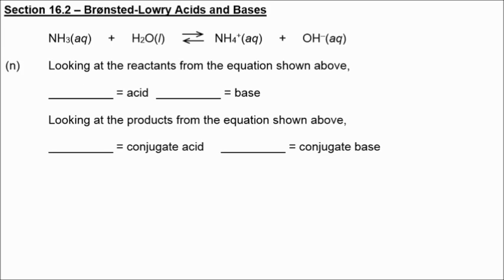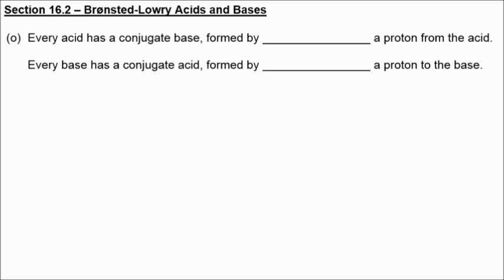Here we have water behaving as an acid, donating a proton, and ammonia behaving as a base, accepting a proton. So when ammonia accepts a proton, the conjugate acid is ammonium, and when water loses a proton, the conjugate base is the hydroxide ion. So every acid has a conjugate base, which is formed by removing a proton from the acid. Every base has a conjugate acid formed by adding a proton to the base.